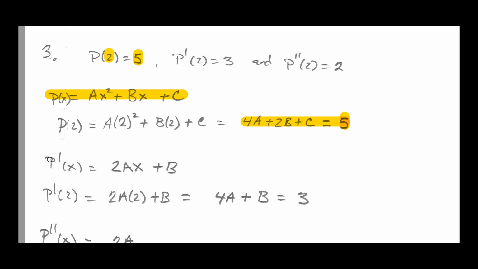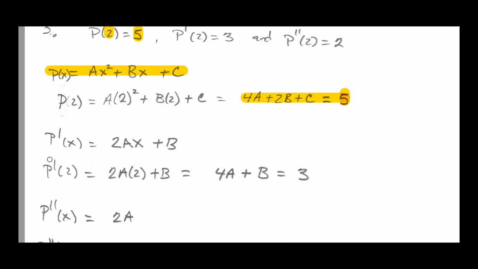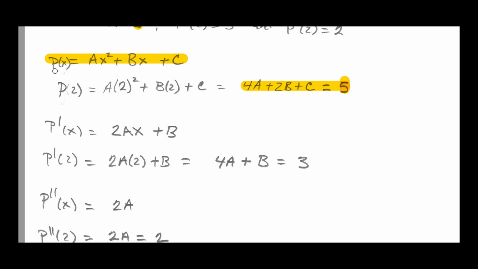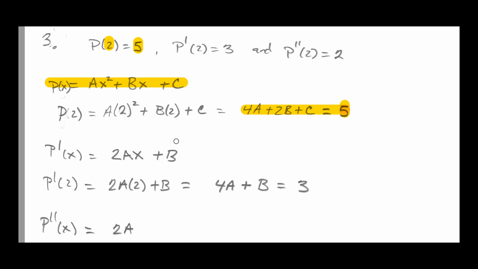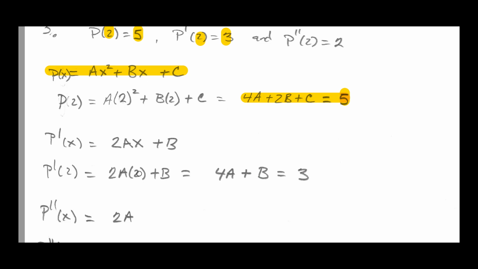Next, I'm going to take the derivative of this polynomial. So I take the derivative of p, and I get 2 times a times x plus b. Then we're told that when we plug in 2 into the derivative, we get out 3. So I plugged in 2 into the derivative, and that simplifies to 4a plus b equals 3.